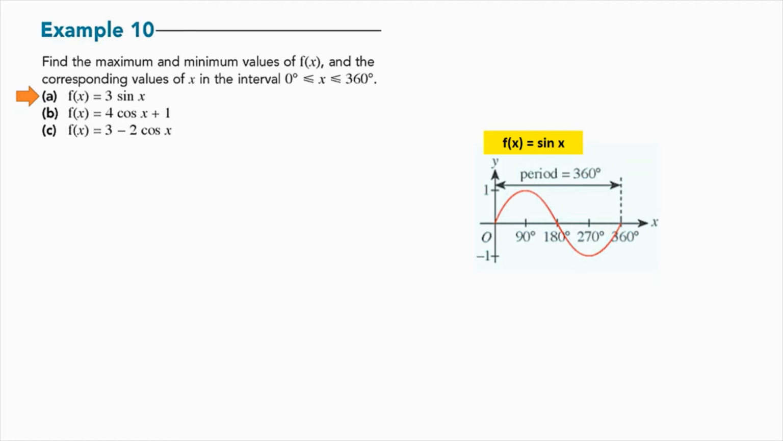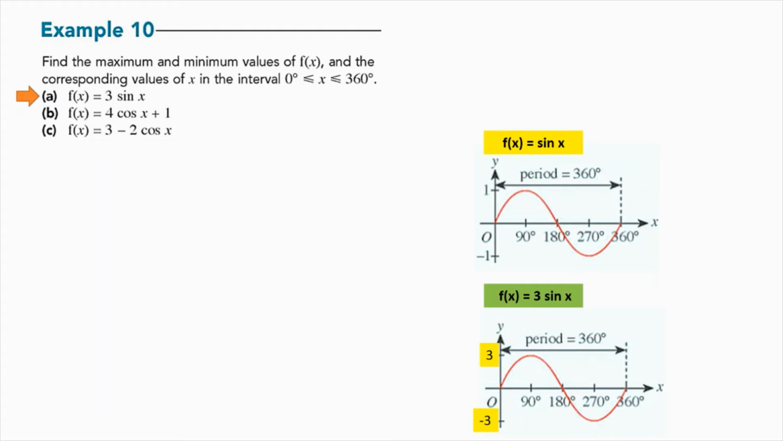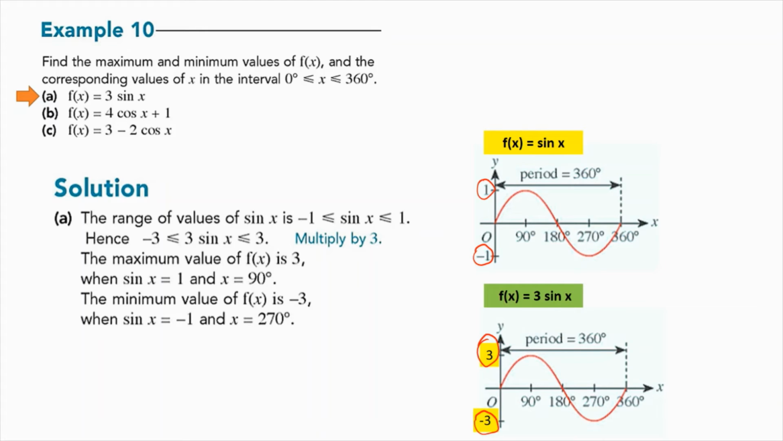So 3 sine x means you multiply by 3. The amplitude, instead of 1, now becomes 3. Negative 1 multiplied by 3 gives negative 3. The shape still remains the same. The range of values of sine x is negative 1 to 1, so for 3 sine x the range is negative 3 to 3. The maximum value of f(x) now is 3, and the minimum value of f(x) is negative 3.